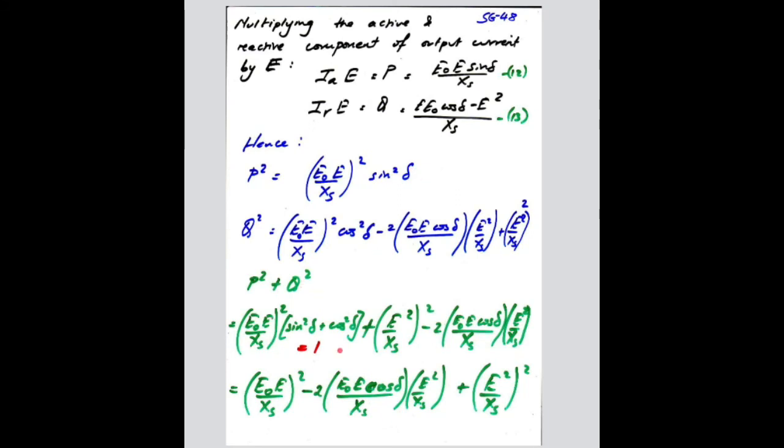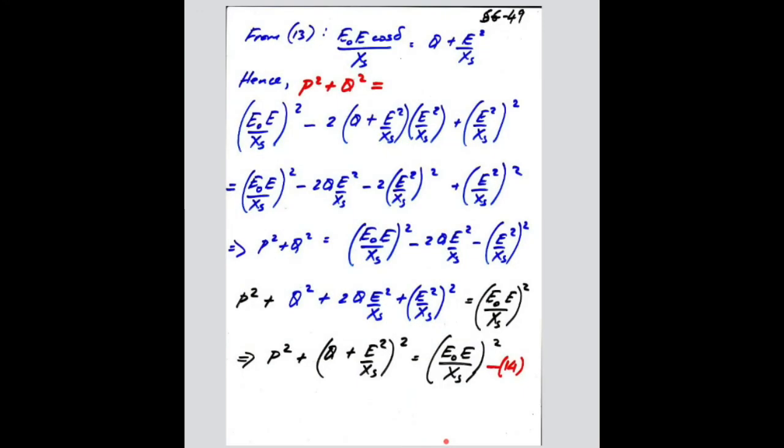So I've added them here, and I've factorized one common part, which is E naught E over XS, all squared, so those two components. And sine squared delta plus cos squared delta can be presented as 1 using your trigonometric identity, and you end up with the two terms that are left there. So in the next step, I've basically replaced this by 1, right? And I've shifted this term in the middle, and I moved this one onto the right.